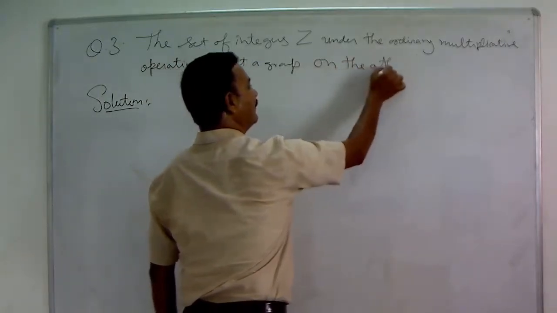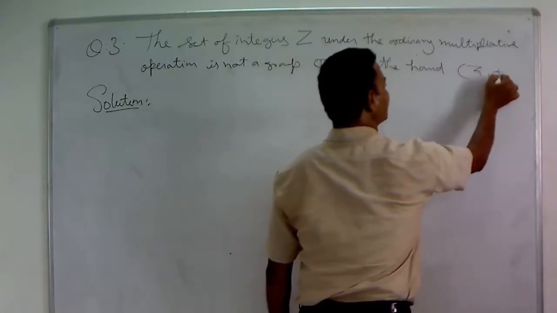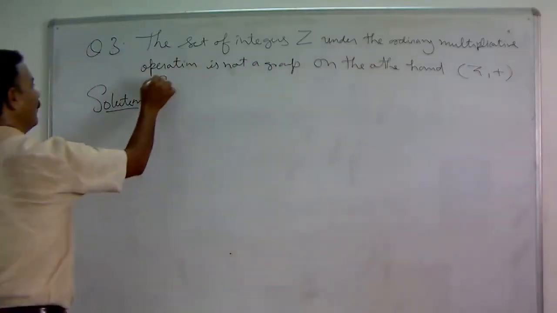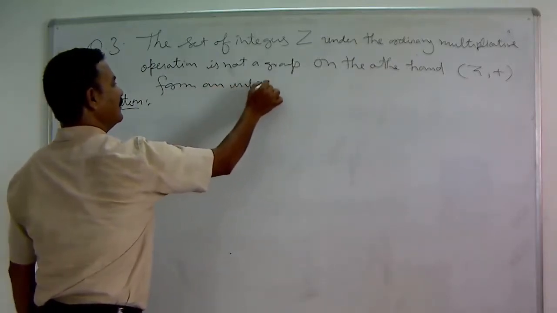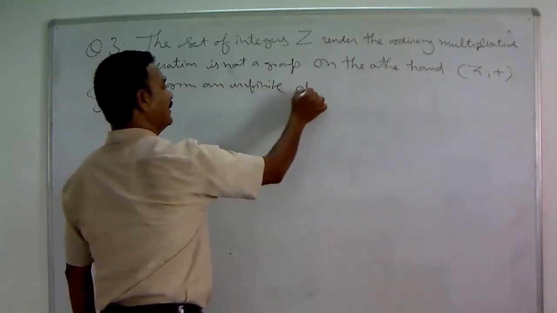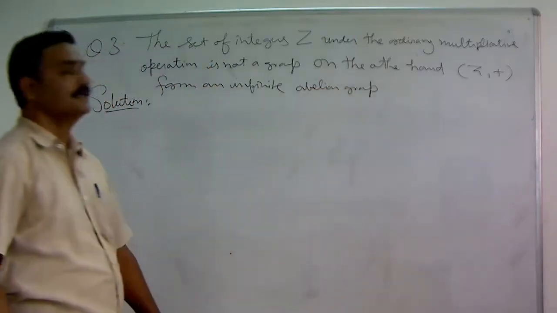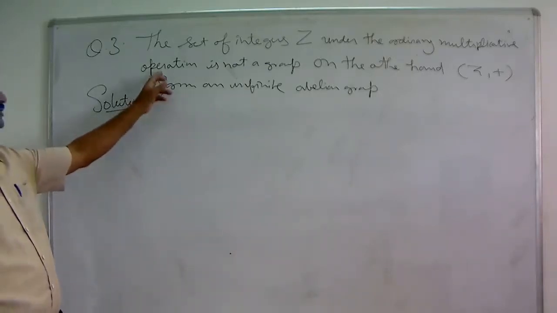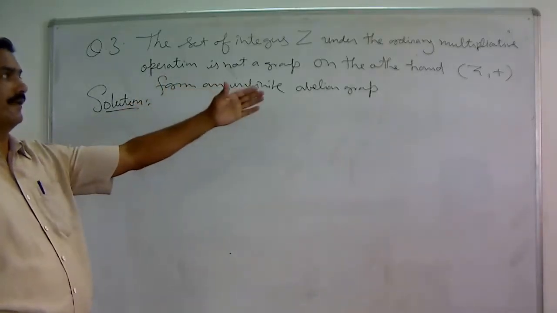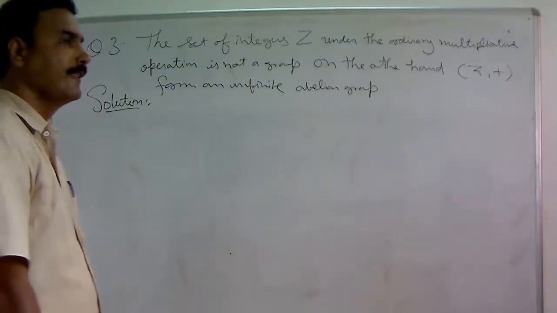On the other hand, Z plus forms an infinite abelian group. So the set of integers Z under the ordinary multiplication operation is not a group. On the other hand, Z plus forms an infinite abelian group.